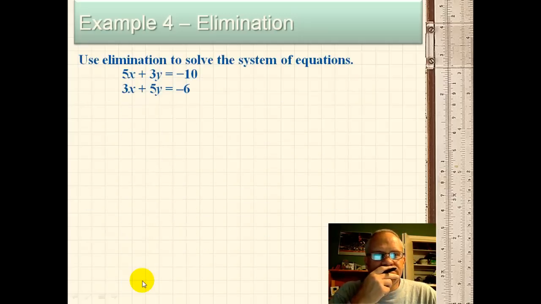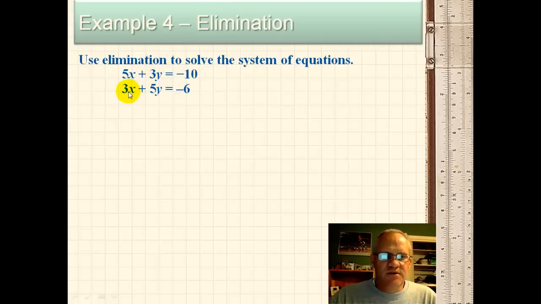Ooh, now look at this one. You can't just multiply one equation by a number to make it to where it can cancel out, because there's nothing I can multiply 3 by to get 5 for the x's, and then here there's nothing I can multiply this 3 by to get that 5. So what we're going to have to do is multiply both equations by a number. Now, it can be a different number. It does not have to be the same number. It will be a different number on both equations.